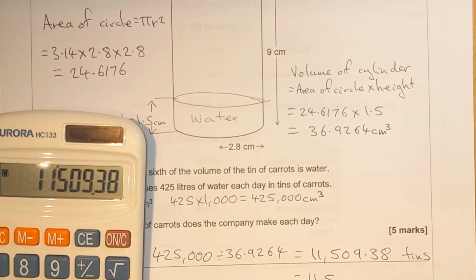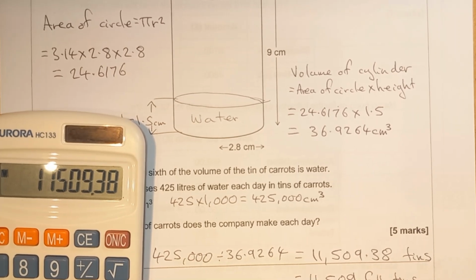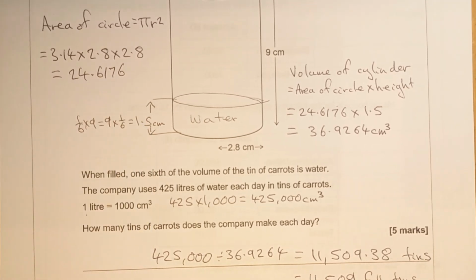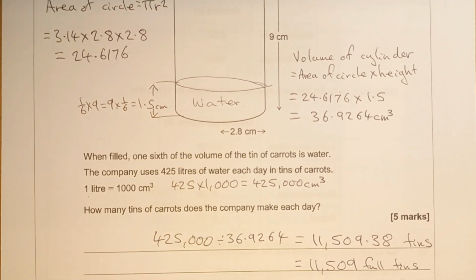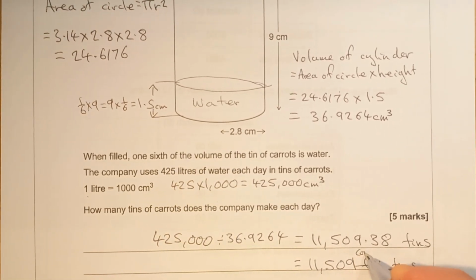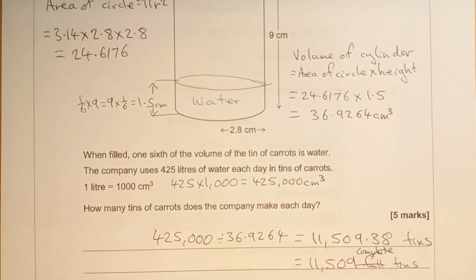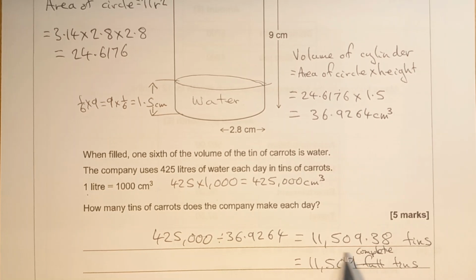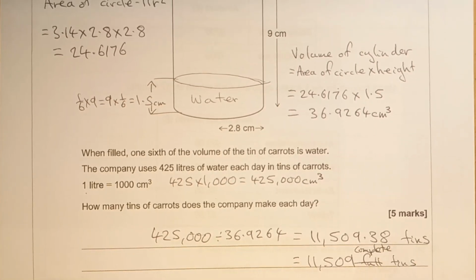Well, I can't have 0.38 of a tin, so if we want full tins, it's going to be 11,509 full tins. Okay, when I say full tins, it's not full because it's only 1/6 of water, but maybe I'll say complete tins. Yeah. So if you left your answer like this, you'd probably lose a mark because you can't get 0.38 of a tin. This is what we need.